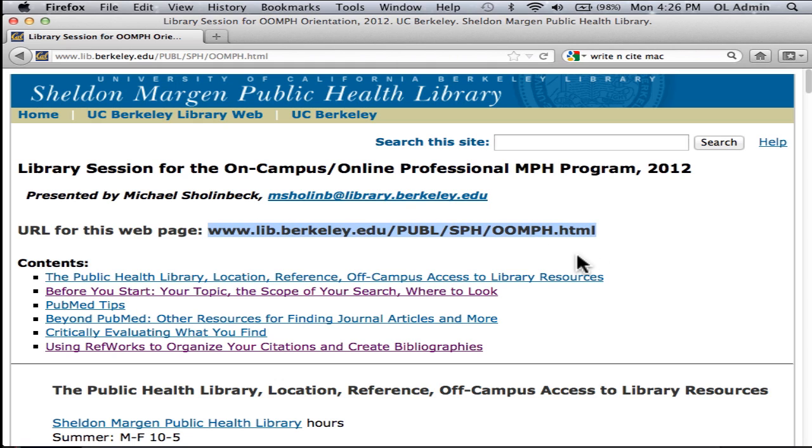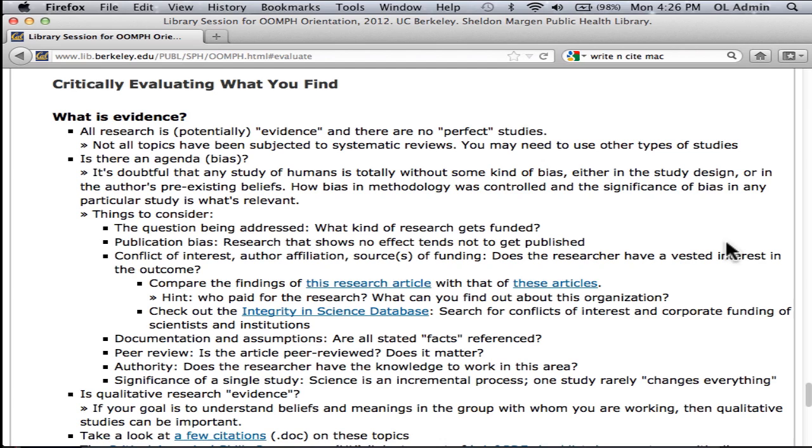Today I'm going to talk about evaluating the information that you do find. So I'm going to click this link here, critically evaluating what you find, which will shoot us down to this part of the web page. So you search PubMed, you search all these databases, you find a bunch of articles. So how can you take a look at these and give them a little critical evaluation?